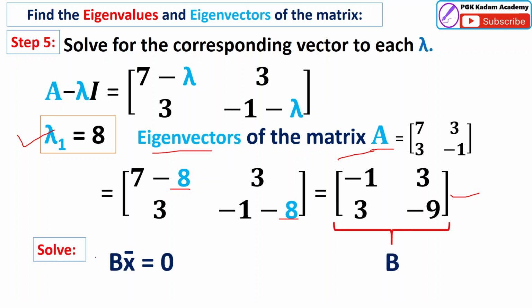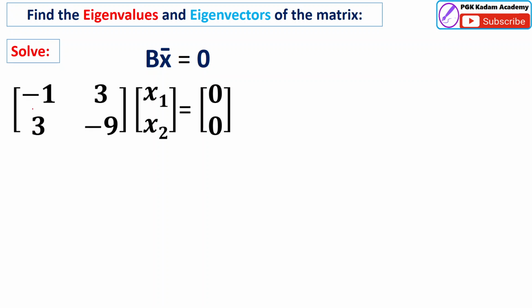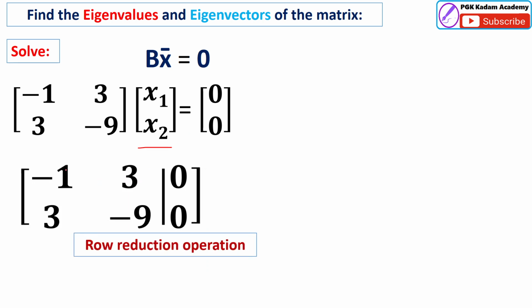Now what do we have to solve? This equation: B vector x is equal to 0. For B vector x equal to 0, we have minus 1, 3, 3, minus 9 times x1, x2. These two matrices are written here. This x1, x2 is nothing but our eigenvector. How to find these values? Just by solving these equations. We have written this matrix in this form.